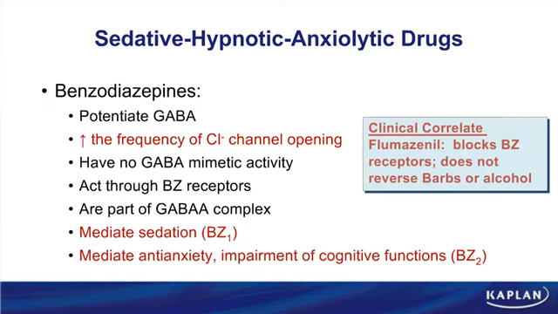If you'll look in the margin, there's a note about the drug called flumazenil. Flumazenil is used as an antidote for benzodiazepines because it can quickly reverse the action of benzos. This drug flumazenil blocks both BZ1 and BZ2 receptors. But importantly, flumazenil is not an antidote for barbiturates or alcohol. And the reason is barbiturates have a separate binding site. Barbiturates don't bind to BZ1 or BZ2, nor does alcohol. Therefore, flumazenil cannot serve as an antidote for those drugs.